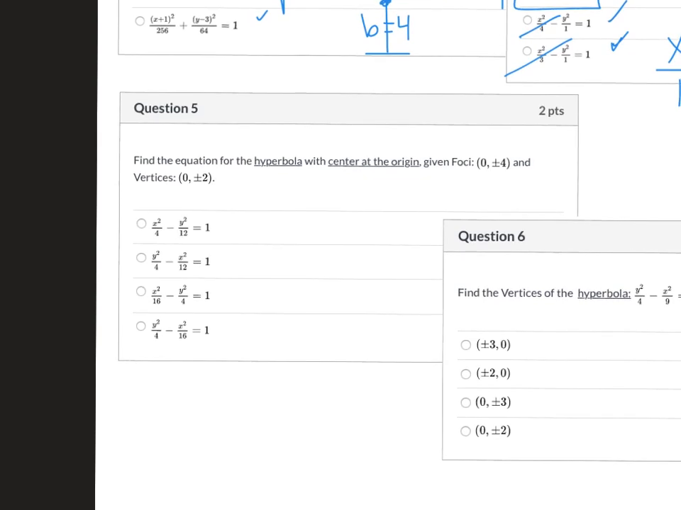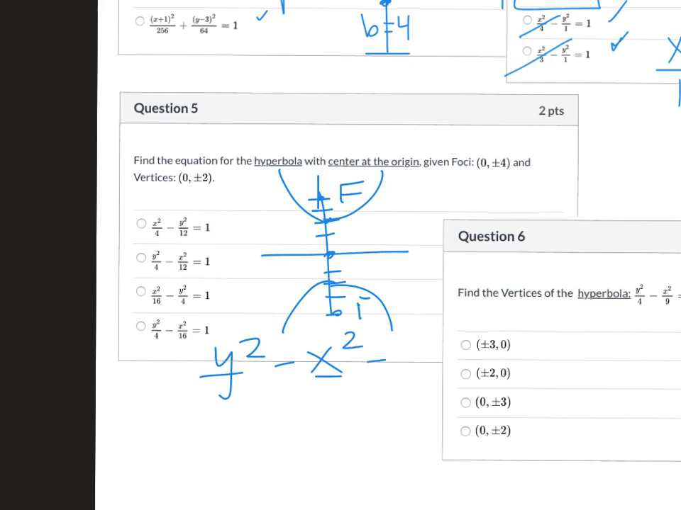All right, same type of problem. This time we're at the origin. The foci are at (0, ±4), okay, up and down, so foci. And then ±2 are the vertices. So this one is going up and down, which means y squared is going to be first, and so I can get rid of those two. So b here is 2. It's the distance from the center to your vertices, and that's 2. So b squared is going to be 4, and they both have that, okay?